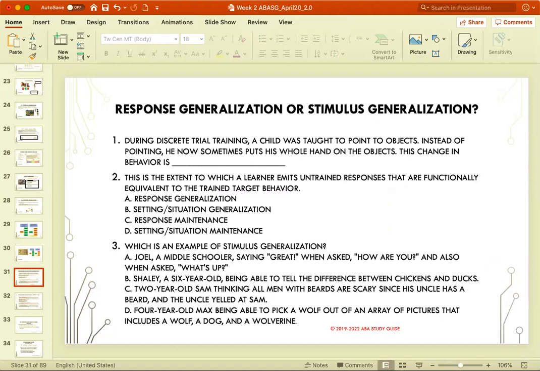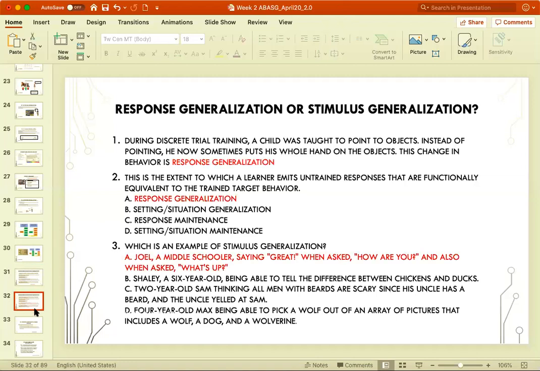Number 2, this is the extent to which a learner emits untrained responses that are functionally equivalent to the trained target behavior. And number 3, which is an example of stimulus generalization. A, Joel, a middle schooler, says great when asked how are you, and also when asked what's up. B, Shaylee, a 6-year-old, being able to tell the difference between chickens and ducks. C, 2-year-old Sam thinking all men with beards are scary since Sam has a beard and his uncle yelled at Sam. Or D, 4-year-old Max being able to pick a wolf out of an array of pictures that includes a wolf, a dog, and a wolverine.